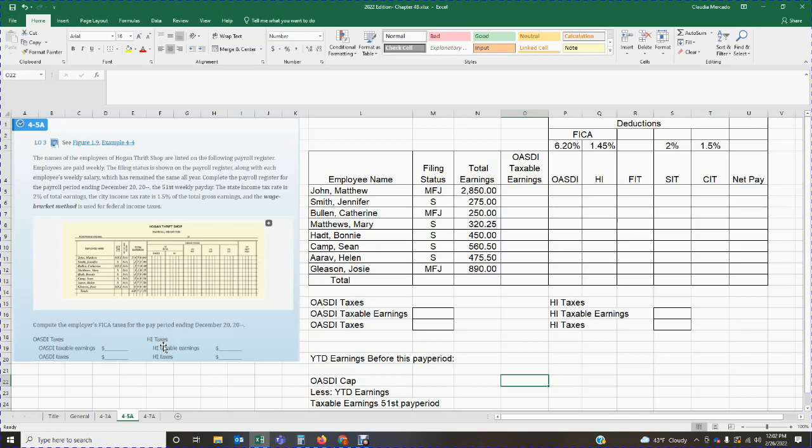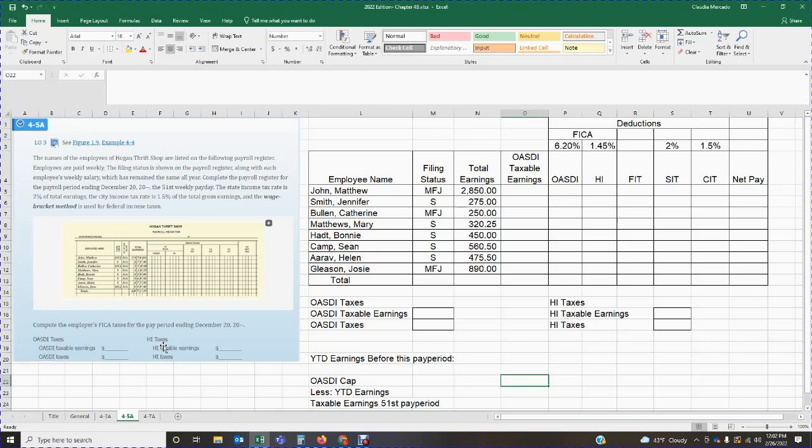So the problem states, the names of the employees of Hogan Thrift Shop are listed on the following payroll register. Employees are paid weekly. The filing status is shown on the payroll register along with each employee's weekly salary, which has remained the same all year. So every week they make the same amount. Complete the payroll register for the payroll period ending December the 20th. This is the 51st weekly pay period.